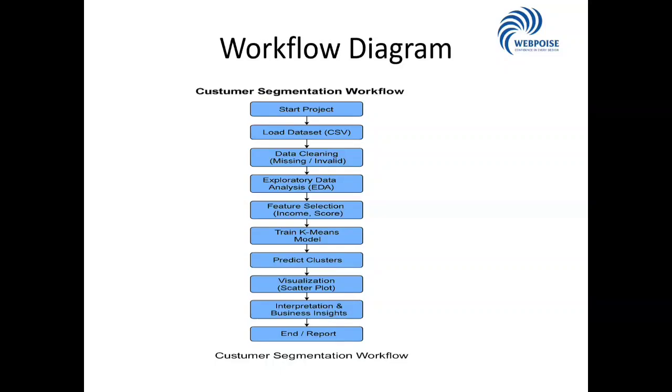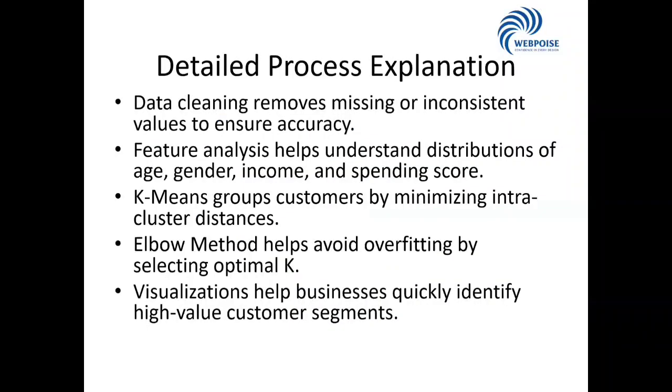Then we did exploratory data analysis using that data, and then we did feature selection. The features are income and score of the customer, and then we trained the data by applying the k-means model, and then we predicted the cluster. Then the result is shown using graphical form, and the report will be submitted. The next slide will be explained by Vikas.